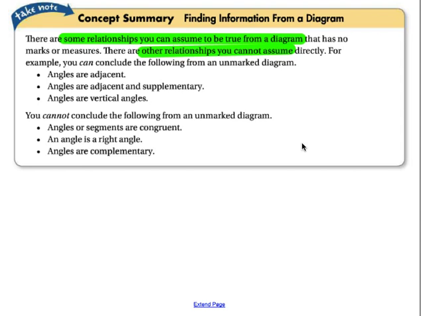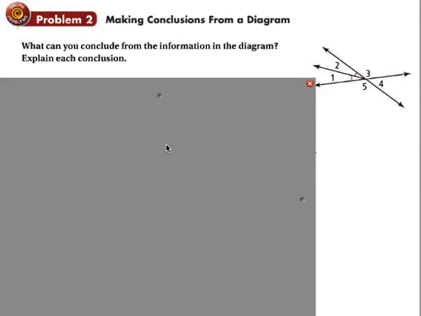Sometimes, just by looking at a picture, we can make some assumptions with our angles. Things that we can assume are adjacent angles just by looking at the picture. Not only can we assume they're adjacent, but we can also assume they're supplementary or they're vertical angles just by looking at the diagram. Things that we can never assume unless they are specifically marked in the diagram is that angles or segments are congruent, or an angle is a right angle, or an angle is complementary. Okay, those definitely have to be marked in the diagram.